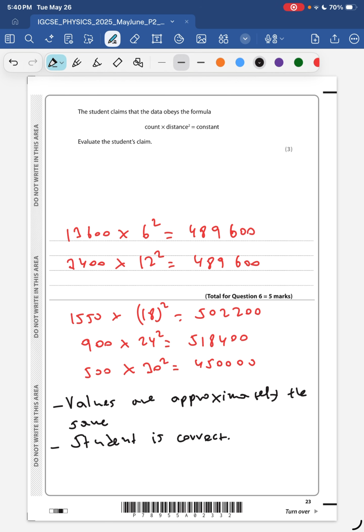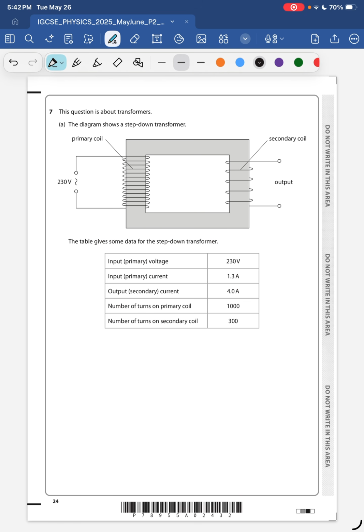We can now move on to question number 7. This question is about transformers, not the robots, this kind of transformer, the not so cool transformer. Question A, the diagram shows a step-down transformer. We see the primary coil with more turns and fewer turns for the secondary coil, as normal. The table gives some data for the step-down transformer: input voltage, input current, and so on.